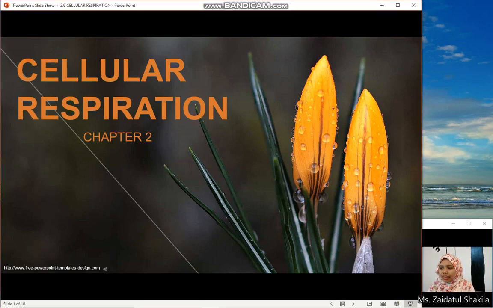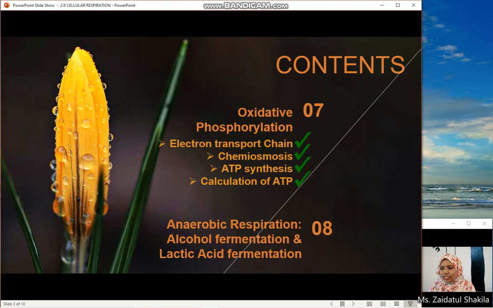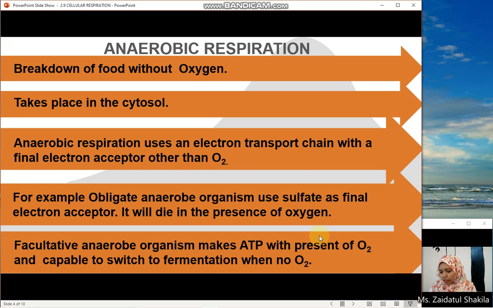Now we move to the last subtopic in chapter 2, which is number 8, anaerobic respiration. There are other methods of ATP production that do not require oxygen, called anaerobic respiration or fermentation. Anaerobic respiration still uses the electron transport chain, but with a different final electron acceptor. For example, the obligate anaerobe organism uses sulfate as the final electron acceptor. Otherwise, it will die in the presence of oxygen.